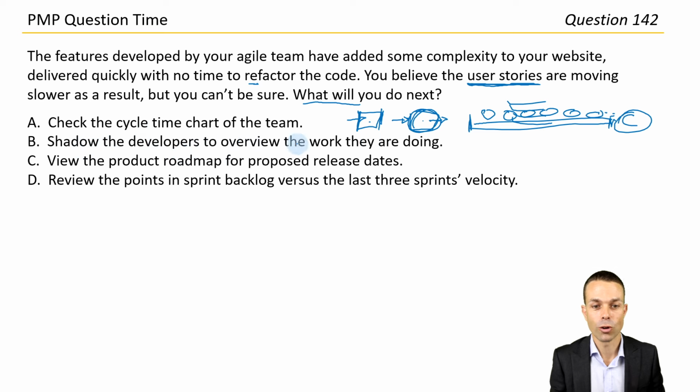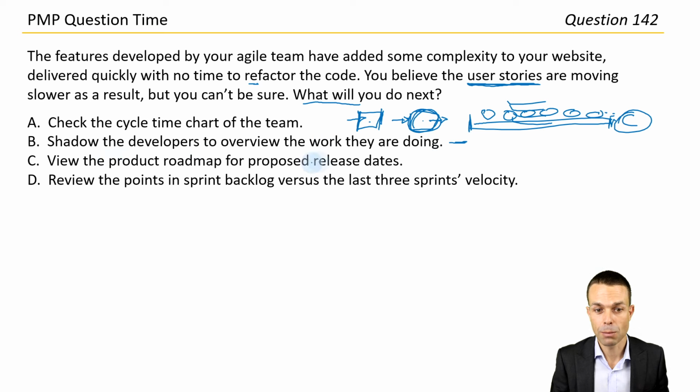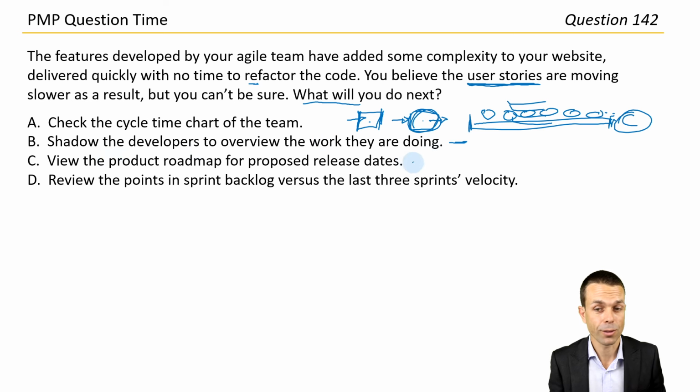Shadow the developers to overview the work that they're doing. I don't think that's going to give us the answers we need. View the product roadmap for proposed release dates. I don't think that's going to tell us how long the user stories are taking. Review the points in the sprint backlog versus the last 3 sprints velocity.